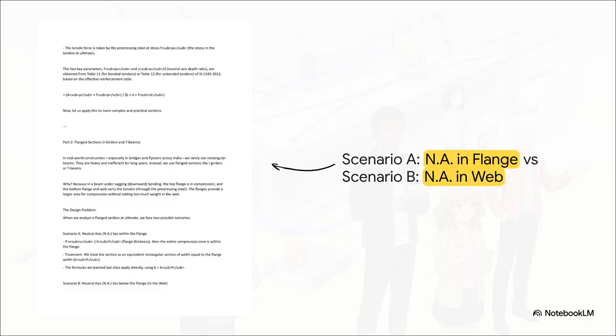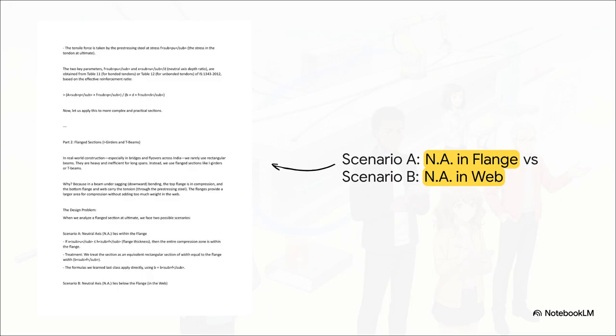Now, when we analyze these flanged sections, we hit a crucial fork in the road, and it depends entirely on where the neutral axis lands. Take a look at scenario A. If the neutral axis lies within the top flange, the entire compression zone is inside that flange. Easy, right? We can essentially treat it like a simple rectangular section. But look at scenario B.